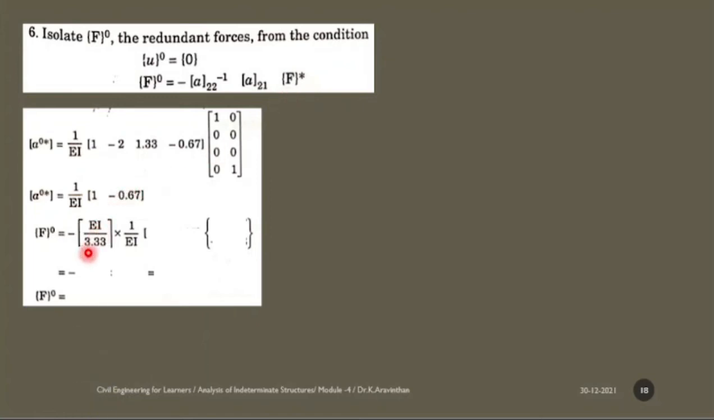What is A naught naught inverse? What is the value? EI by 3.33. Here you have to add the minus factor, which is given in the formula itself. And what is A naught star? Which is 1 by EI, 1 minus 0.67. So this is the answer, and it is multiplied by F star. What is F star? 26.67 and 13.33. Now multiply all the values.